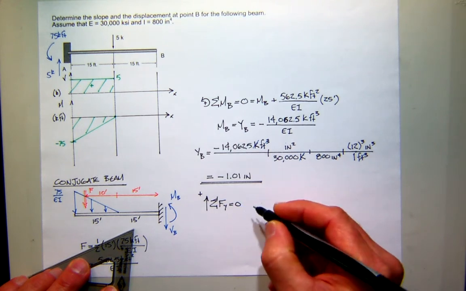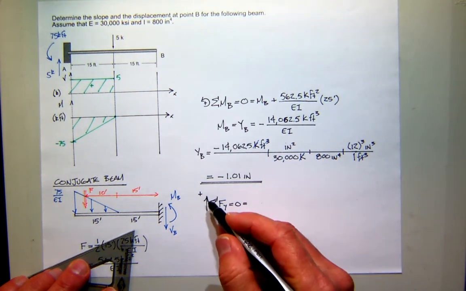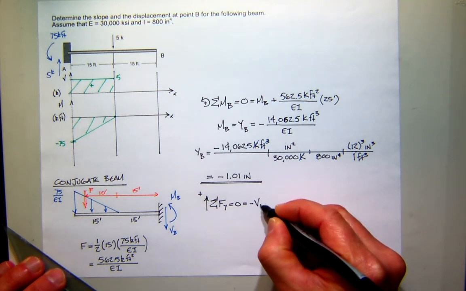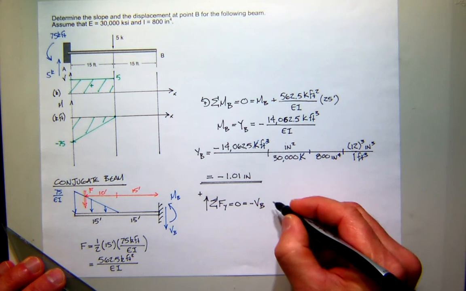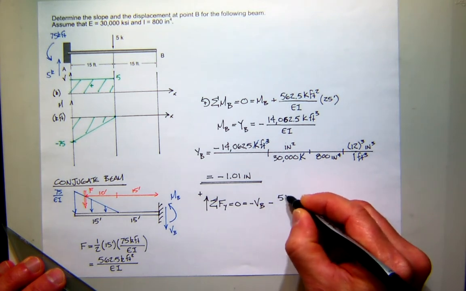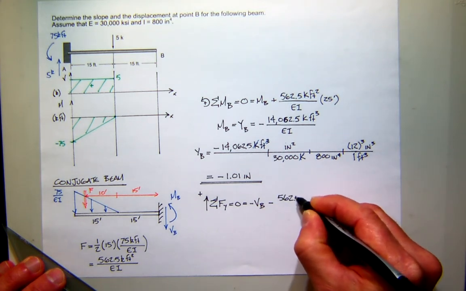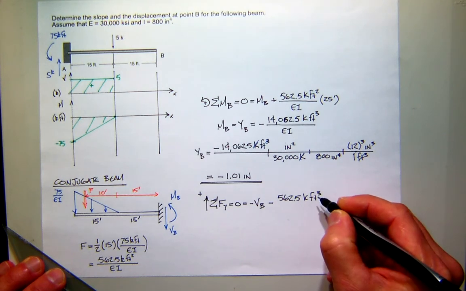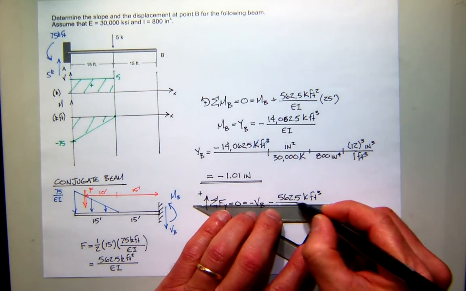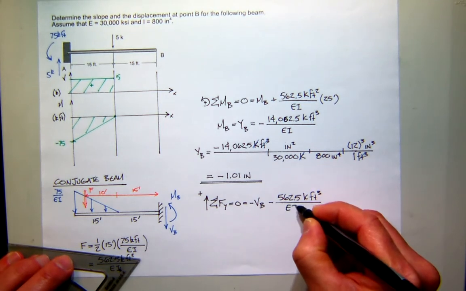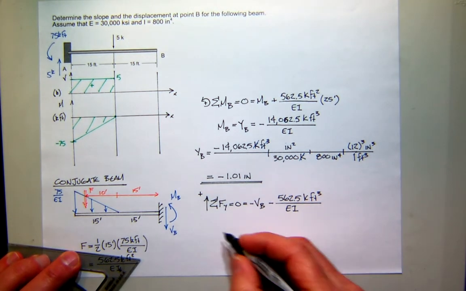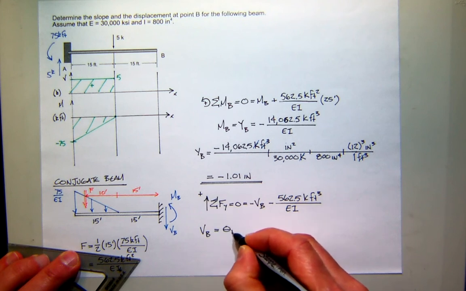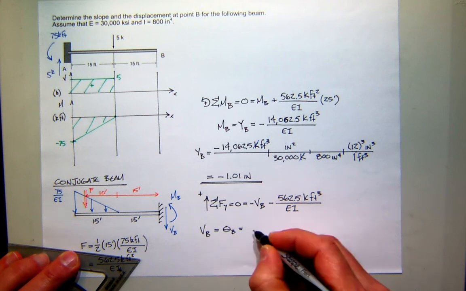And now if I come back and I sum my forces in the y direction, I'll assume up is positive. So let's see what we've got. We've got our shear at B acting down, VB, and our load is also acting down, which would be our 562.5 kip feet squared over EI. Solve for the shear.